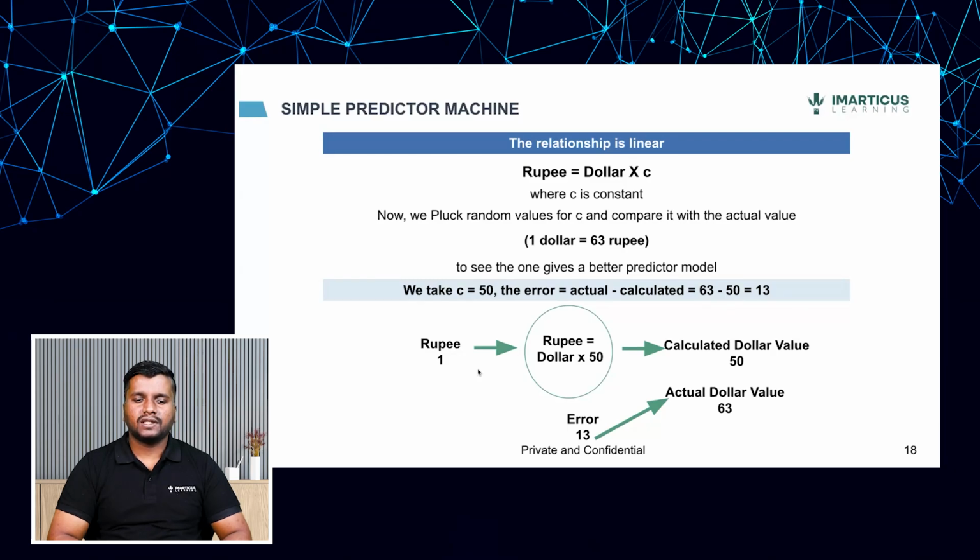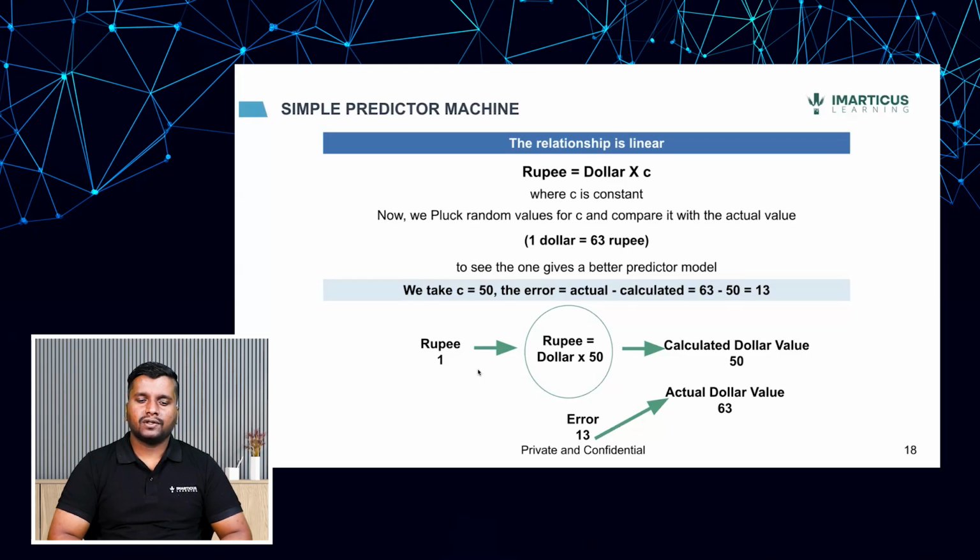To see the calculation, if we take C is equal to 50, the error here is 63 minus 50, which is 13. So while making the guess of how many rupees $1 will be, we are making a mistake of 13 units due to the assumption of the constant factor as 50. The objective of our algorithm, or the predictor, is to reduce these 13 units so as to reach towards 63.